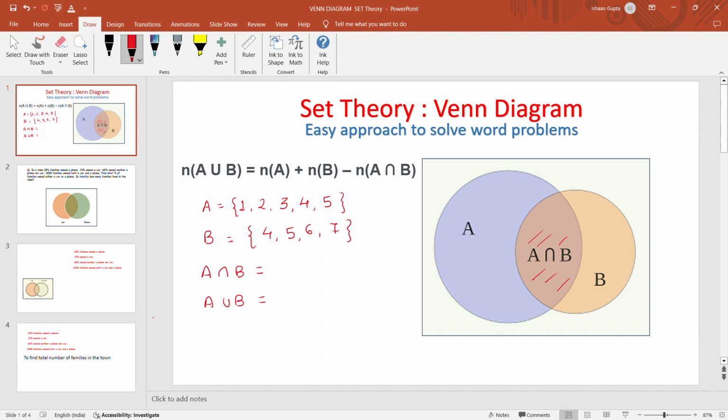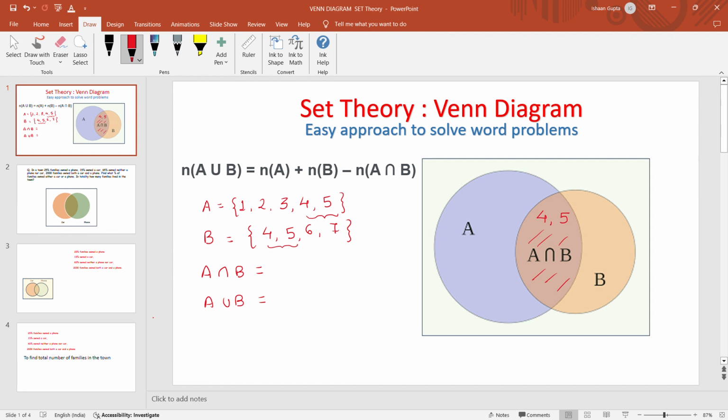Suppose we have a set A with elements 1, 2, 3, 4, 5. There are 5 elements. In B, there are 4, 5, 6, 7, so 4 elements in B. And as you can see, the 4 and 5 are common to both the sets. So we can very well write a 4 and a 5 in the intersection area. That means the common area.